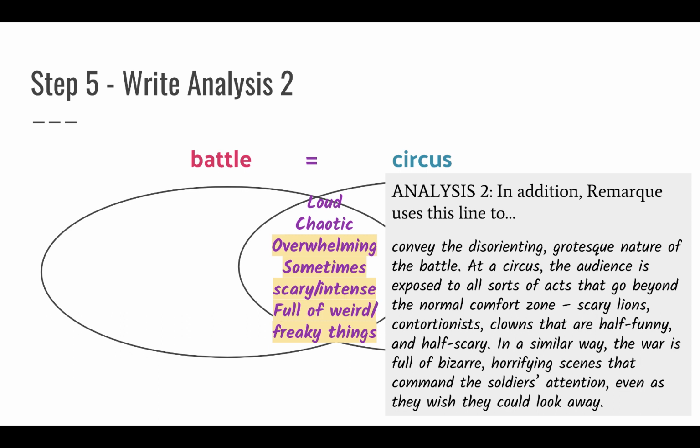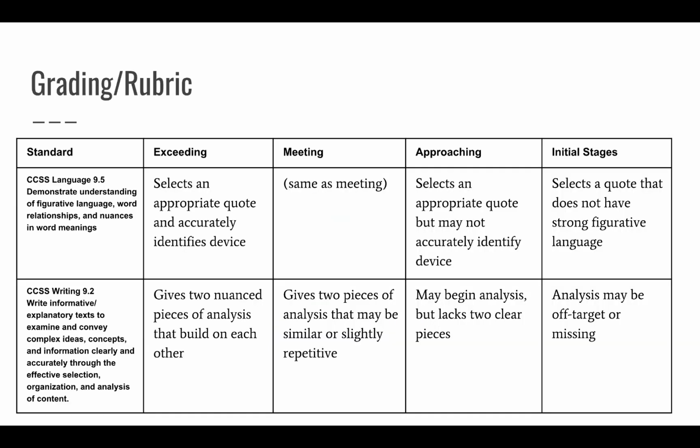So I have two different ideas. One is loud and chaotic. The other one is this kind of scary, intense, you don't want to look at it, but you should. And I've conveyed both of those ideas about the battle. That means that on this rubric, I've selected the quote, I've identified the device, and I've given two different nuanced pieces of analysis that connect to each other but are not repetitive.